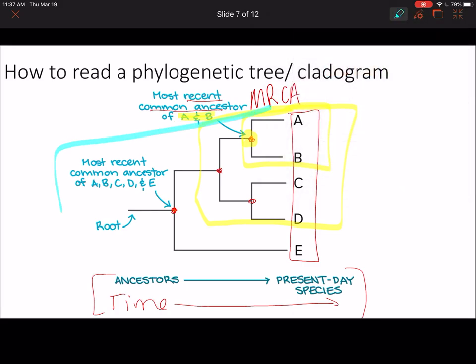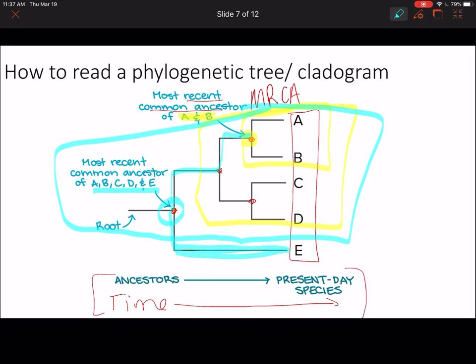And we have to go back even further to find the most recent common ancestor of all 5 of our species of interest. And you can see on the diagram that E is more distantly related than the rest of these species, based on the way that the branch diagram plays out, okay?